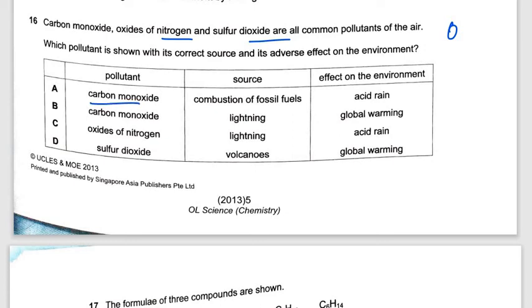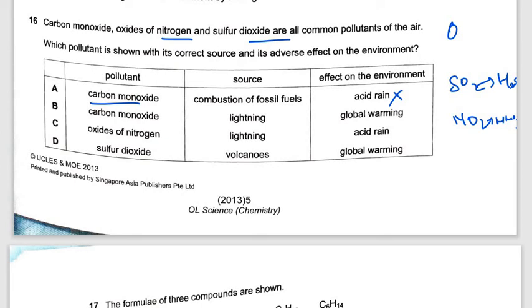Carbon monoxide is produced by incomplete combustion. Okay, so what are the source and effect of carbon monoxide? It is produced with incomplete combustion of fossil fuel, and it is not going to give you acid rain. What is acid rain? Acid rain is produced by the two pollutants SO2 and NO2, because SO2 will give you sulfuric acid and NO2 will give you nitric acid, and these two are going to harm the calcium carbonate or stones that houses are made of. Okay, and that is not good.